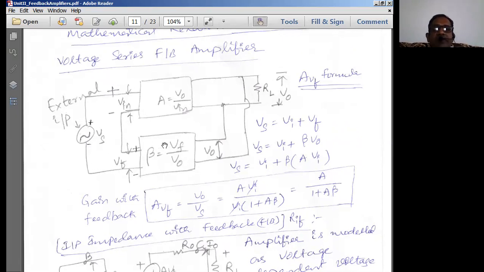input by the mixing method. Now, voltage series means what? At the output I have to get the voltage. So how can I get the voltage? When I take the voltage across two terminals, the potential difference between two terminals is known as voltage. So we get a voltage by taking across. Therefore we are taking across and applying it to the beta network, the feedback network. And next, how are we applying it to the input? In series connection. That means the voltage should be connected in series.